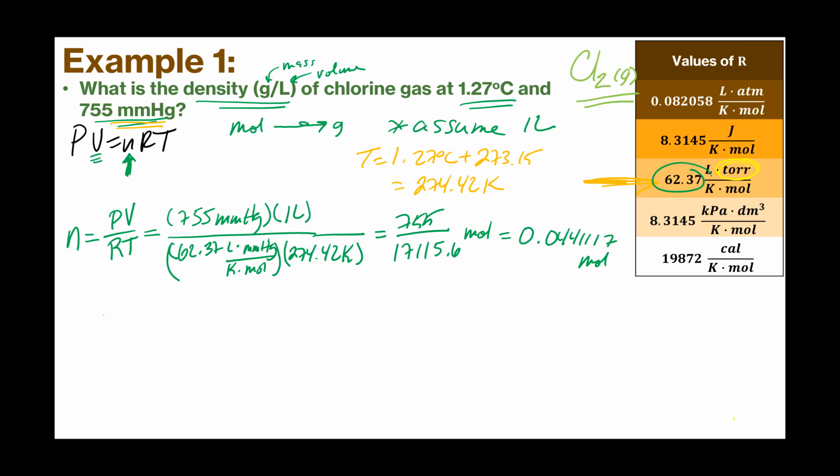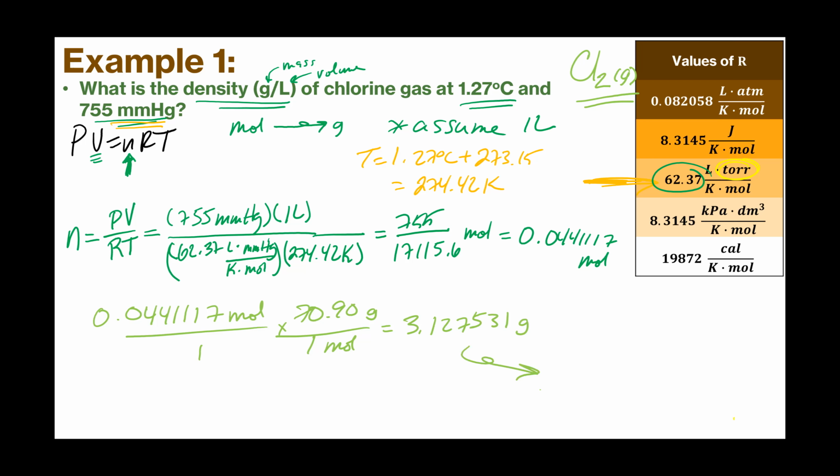Here we go. 0.044117 moles times 70.90 grams for 1 mole. Okay, now I'm going to take the molar mass and multiply it by this thing, and this gives us 3.127531 grams.